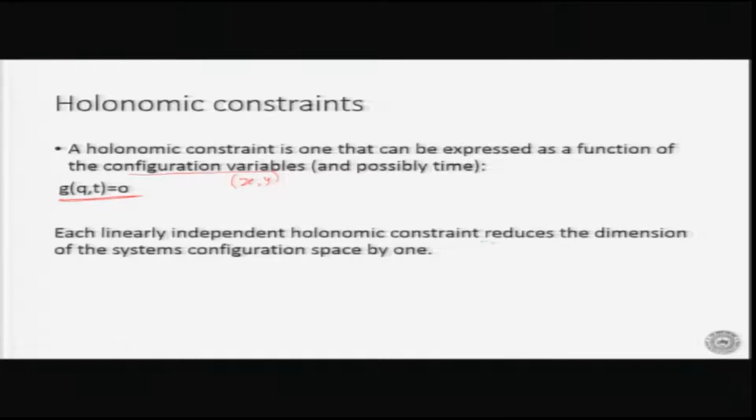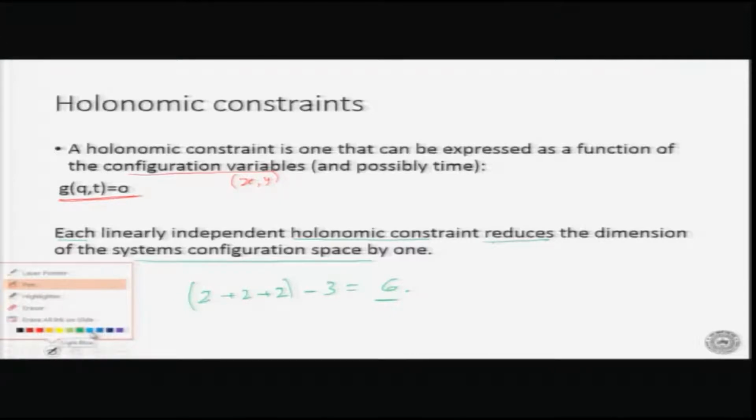Holonomic constraints reduce the dimension of the system configuration space by 1 each. So, each linearly independent holonomic constraint reduces the dimension of the system configuration space by 1, which means that the dimension of the system configuration space was 2 plus 2 plus 2, because there were 6 independent parameters, but we have 3 constraints. So, it becomes 6 minus 3, which is 3. This happened because they were holonomic constraints. Please note that this kind of constraint is called holonomic, and it reduces the dimension of the configuration space by 1. Now, are there any other kind of constraints?